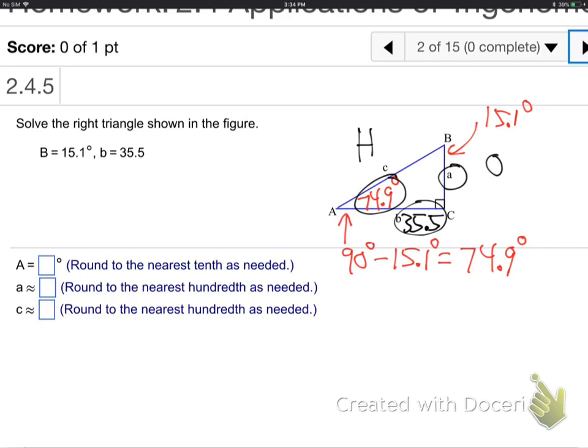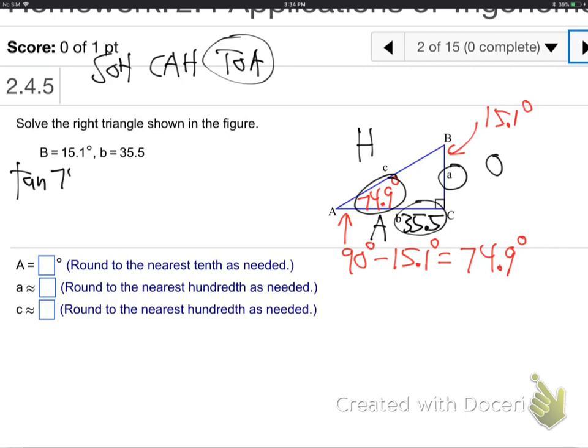This is hypotenuse. That's opposite over adjacent. So Katoa, that's tangent, isn't it? Opposite over adjacent. So the tangent of 74.9 degrees is little a over 35.5. So little a over 35.5. Everybody good there? Let me see what I'm doing. Maybe you use the other angle, that's fine.